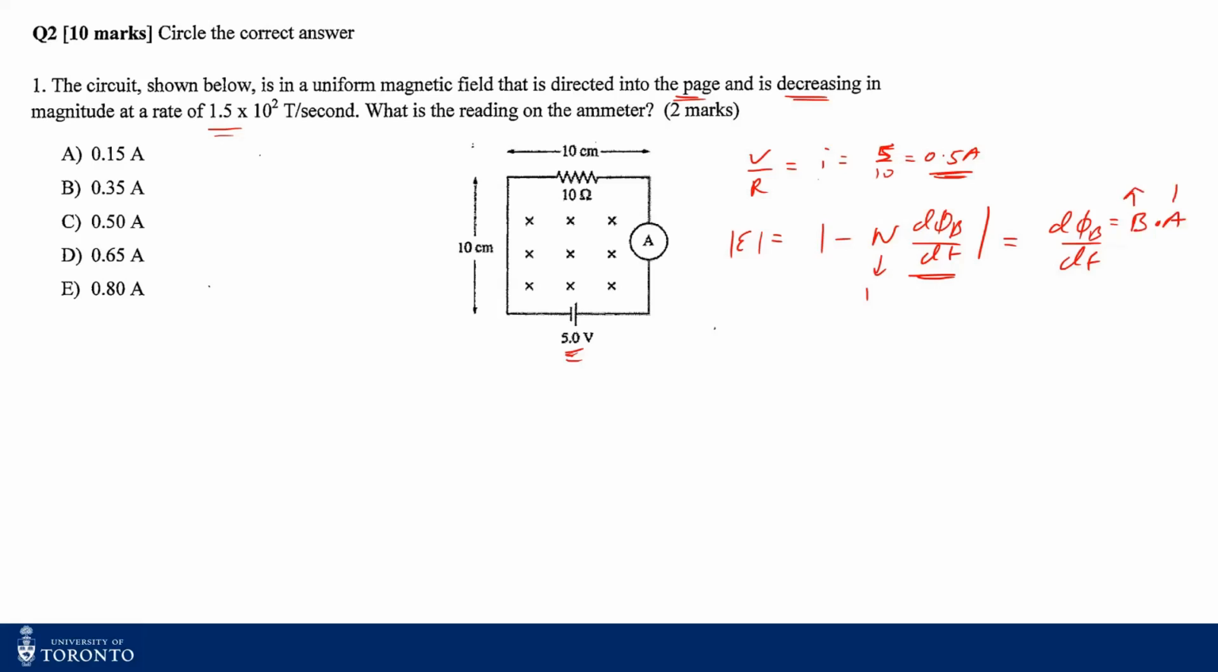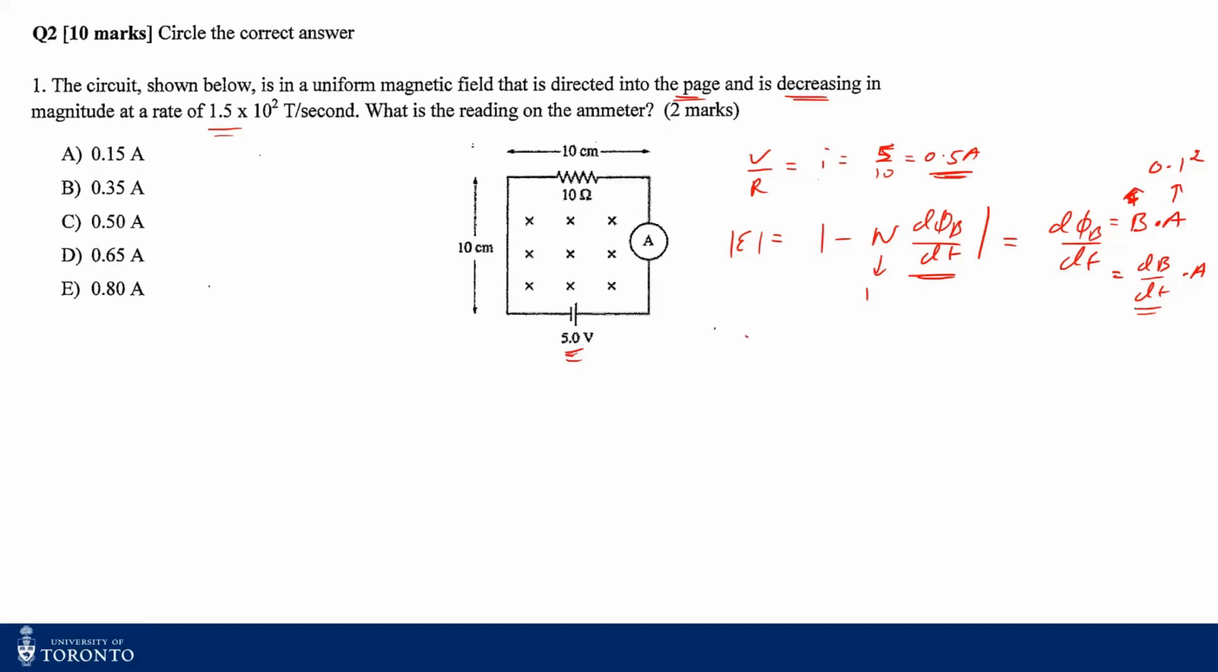So the area is fixed. The area is the area of the loop, which is 10 centimeter times 10 centimeter, right? If I convert it to meter, it's 0.1 squared, right? Now, our B is a function of time, because it's changing at a rate. So our dΦ/dt is just equal to dB/dt times area, right? So we know the area is 0.1 squared in meters, and we know our dB/dt, which is 1.5 meters per 2.